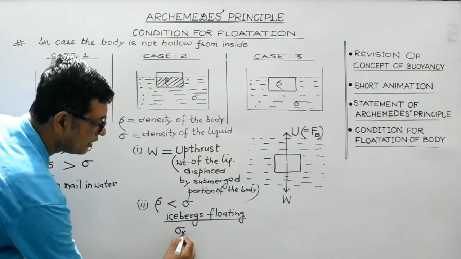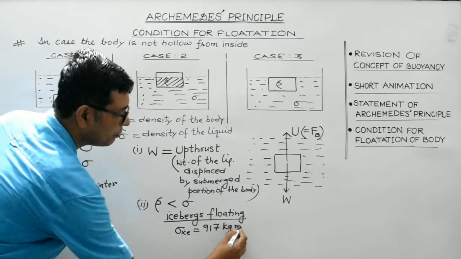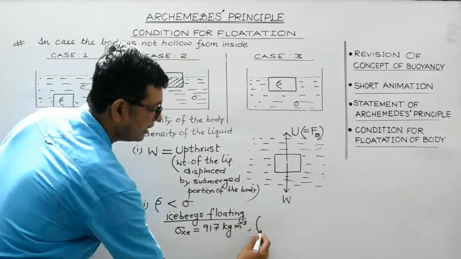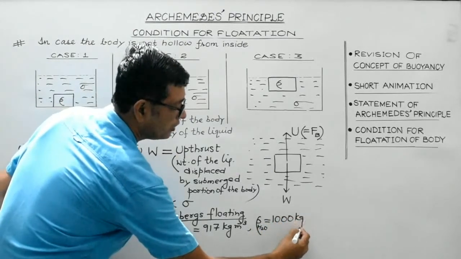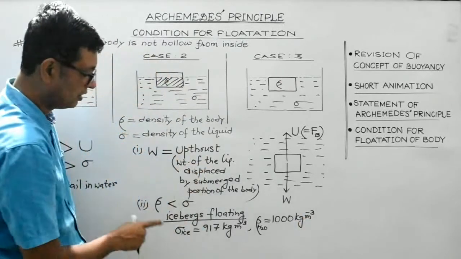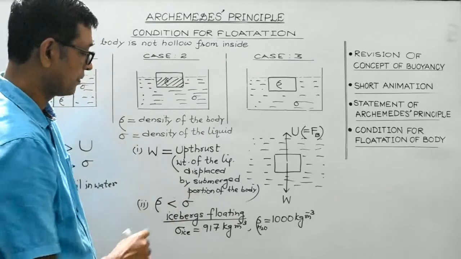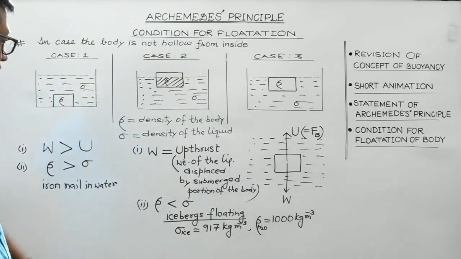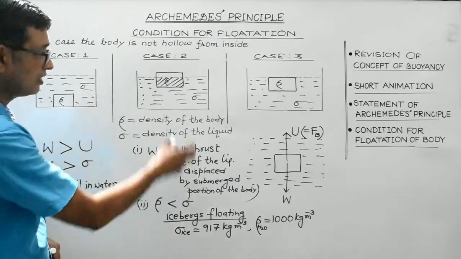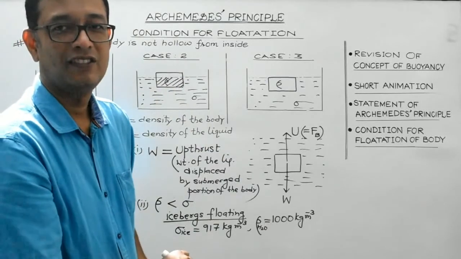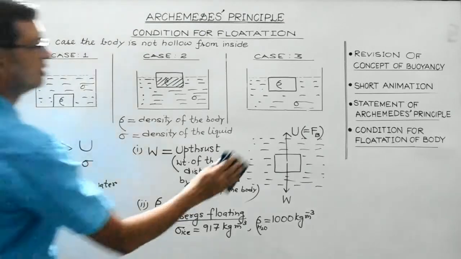The density of ice is about 917 kg per meter cube, while the density of water, we are aware, is about 1000 kg per meter cube. So you can notice the density of ice is less than the density of water. So as a result, it floats. Clear? So this is the condition which is satisfied. Okay, now let's consider the third case.